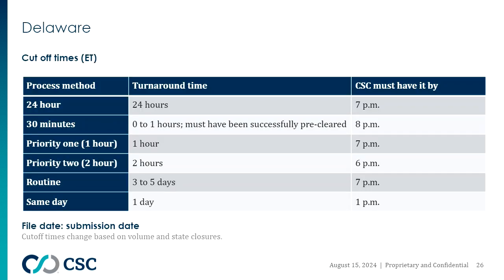In front of you, you can see the different processing methods that Delaware offers, what the turnaround time is, and what time CSC needs to have your documents so that we can get them to the state in a timely manner. For the most part, Delaware is pretty good about sticking to the turnaround times. However, at the end of the month, end of quarter, and definitely by year end, things tend to fall behind. So please keep that in mind when choosing your processing methods.